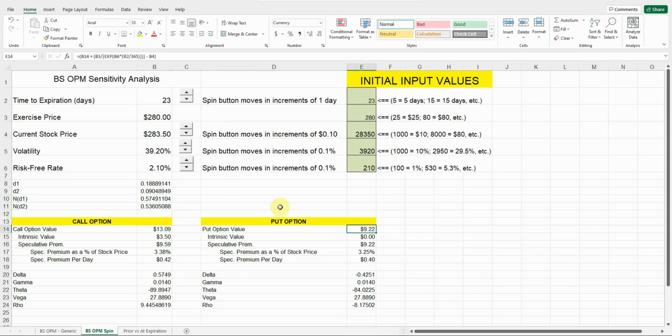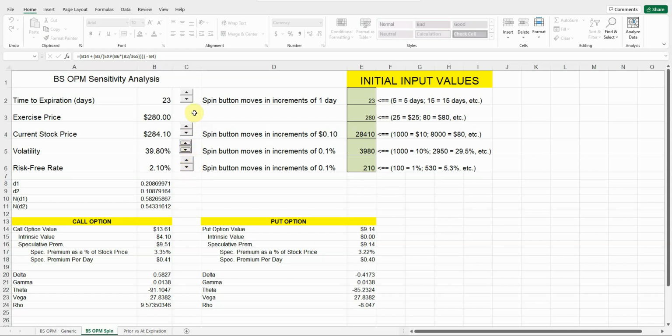Call option goes down, put option goes down. What happens if the stock price goes up to 284.10? Call option goes up, put option goes down. What happens if volatility goes up? And you can play around with those.